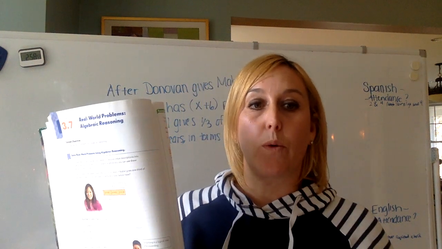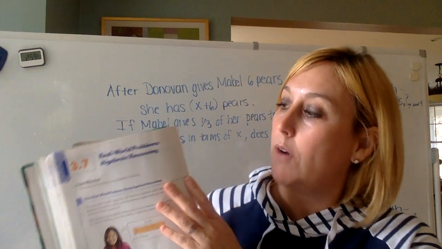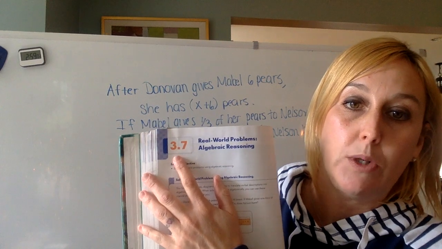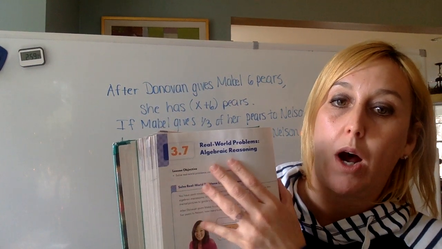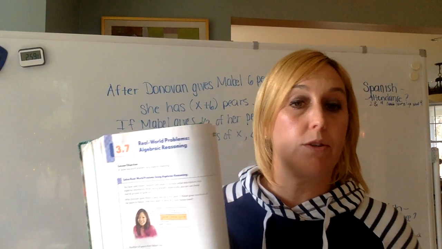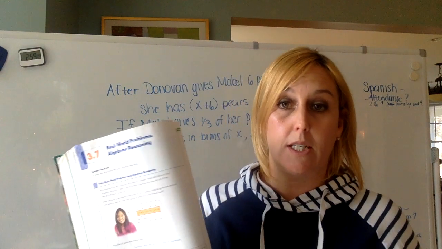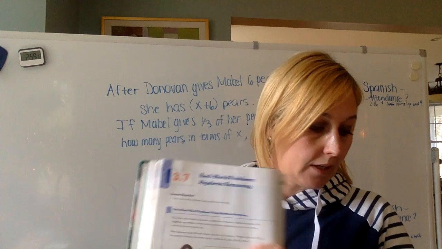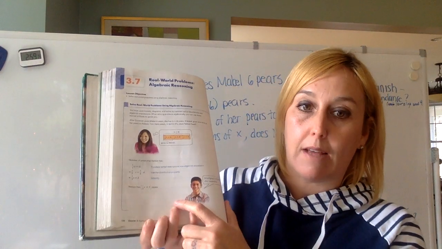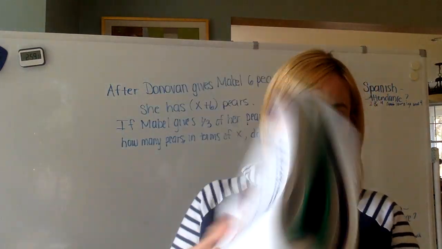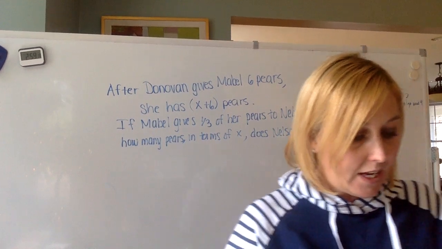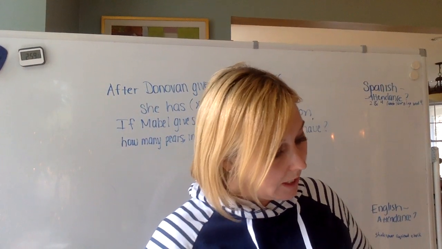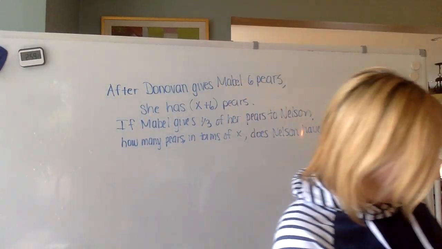Hey everybody, so we are now going to move on to lesson 3.7, real world problems, algebraic reasoning. So we're doing a lot of what we just did in 3.6, so it's going to give you more opportunity to practice. If you want a reference, I'm on page 178. And it says solve real world problems using algebraic reasoning.